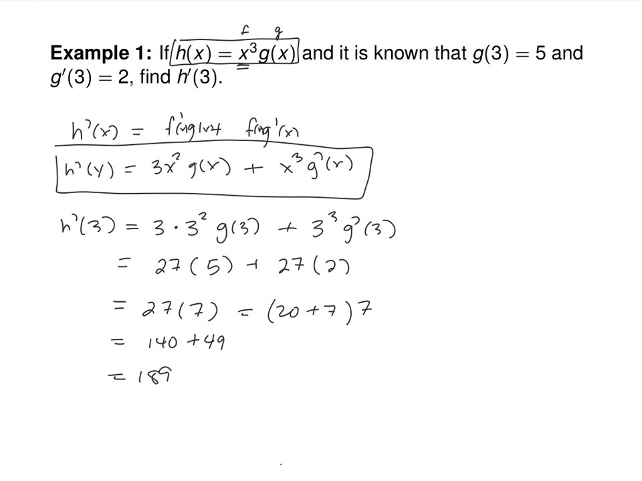So, anyway, h prime of 3 is 189. What is the meaning of that? We don't have a physical context, but what does that tell you? That's the slope of the tangent line. So since the slope of the tangent line is positive, your function is increasing at that point, right? It's going up.